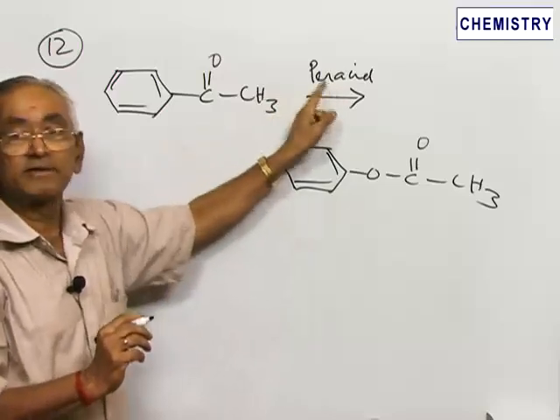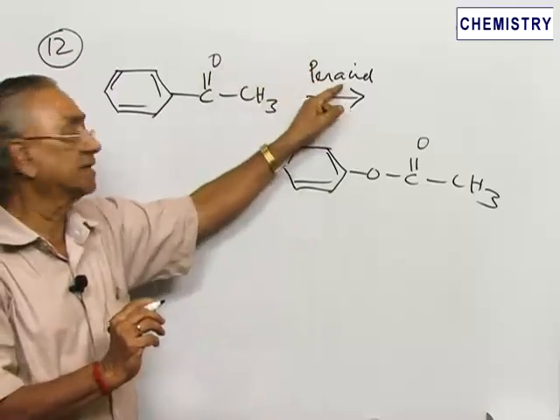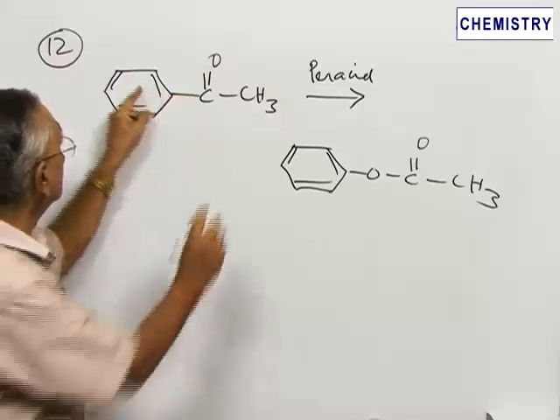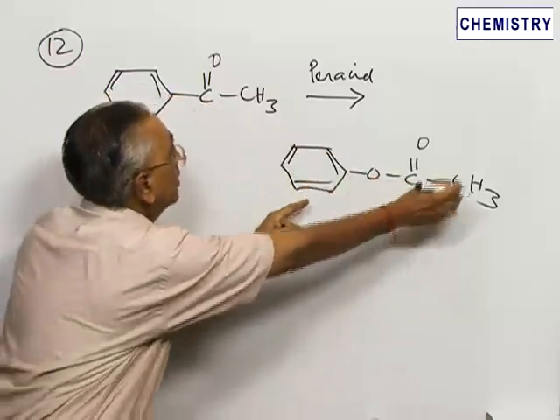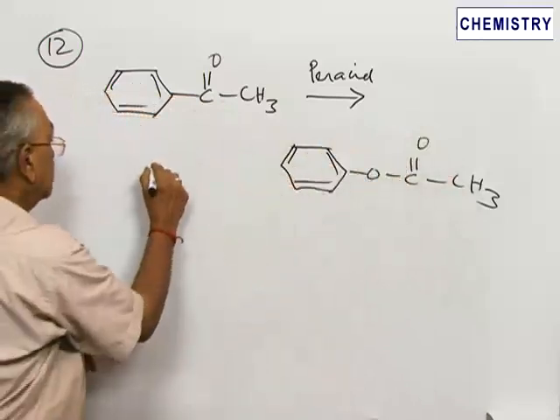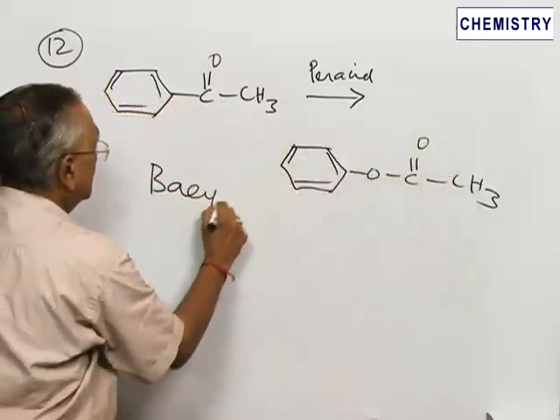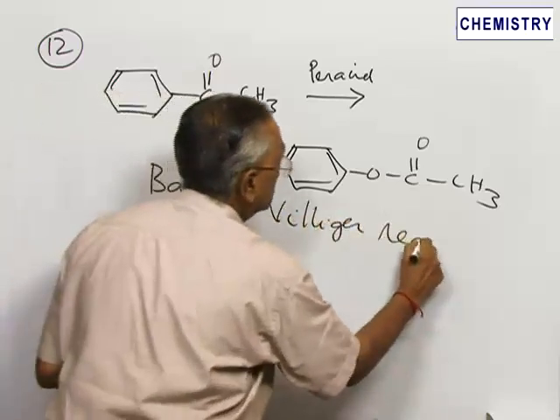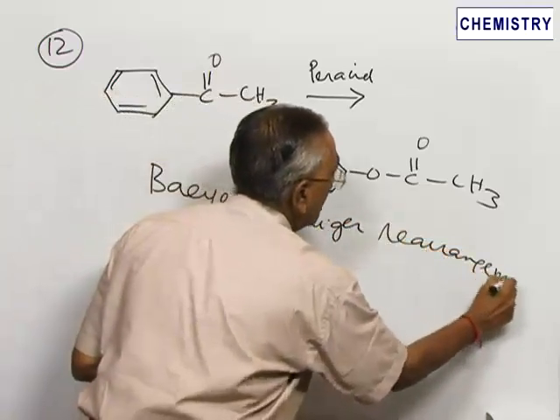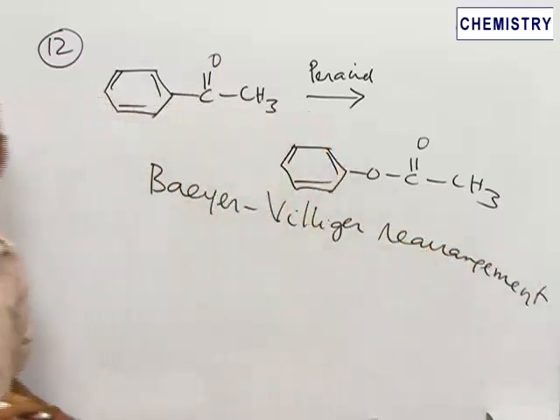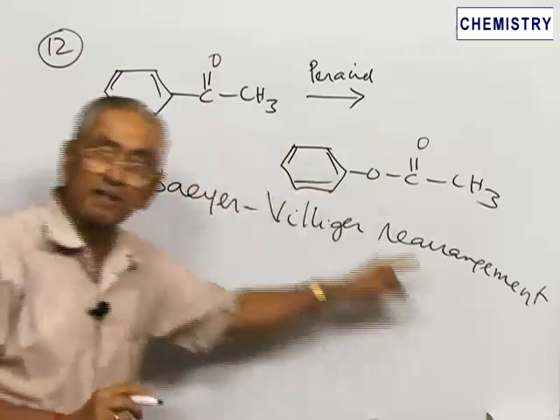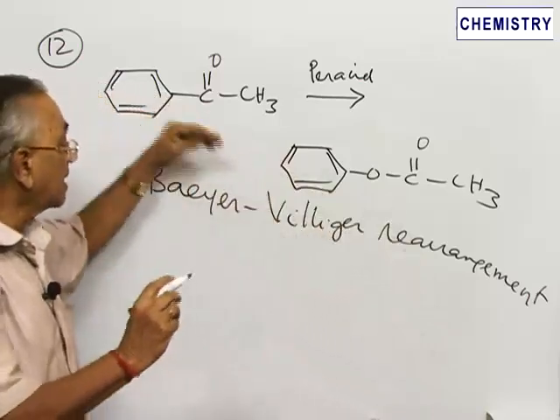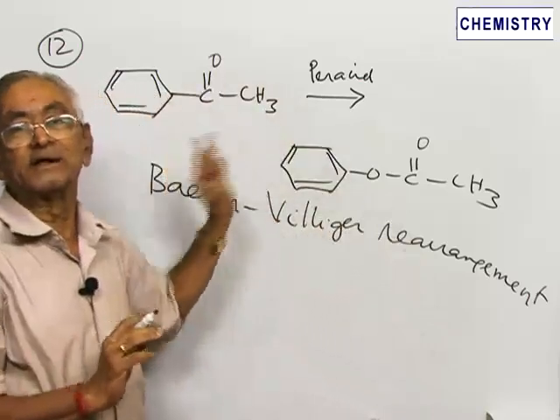It is not oxidized by acids or by any other reagent, but by means of a peracid, and it undergoes a rearrangement also. You will find an oxygen is inserted between the ring and the CO. The oxygen migrates between the ring and the CO. Therefore, this type of reaction is referred to as the Baeyer-Villiger reaction or rearrangement. Since an oxidizing agent is used, it can be called Baeyer-Villiger rearrangement, Baeyer-Villiger oxidation, or simply Baeyer-Villiger reaction.